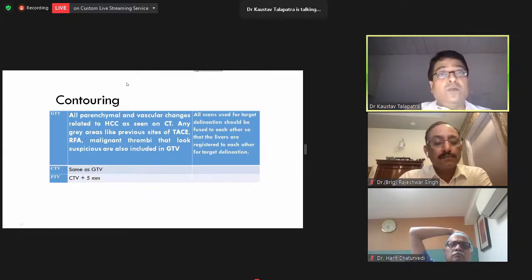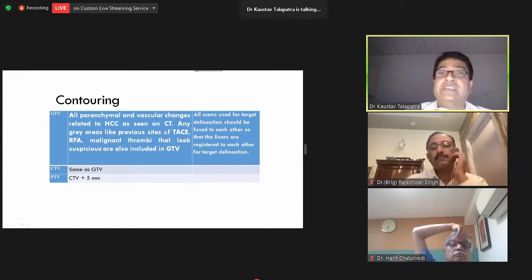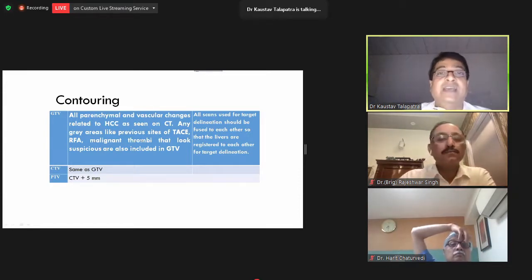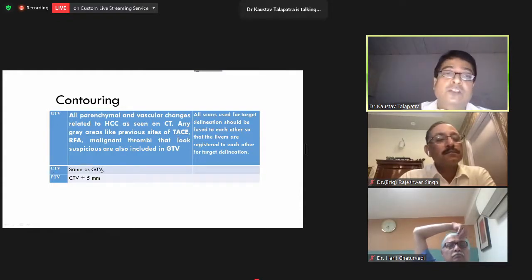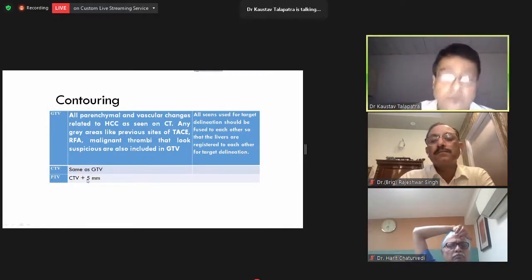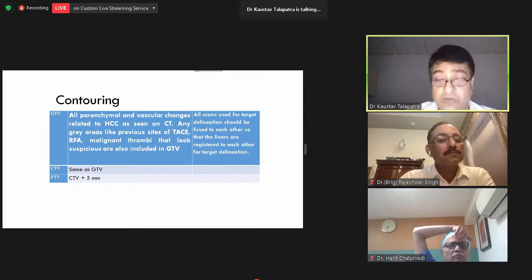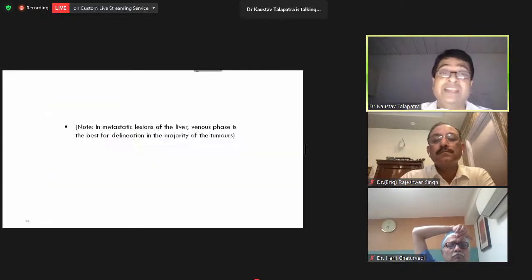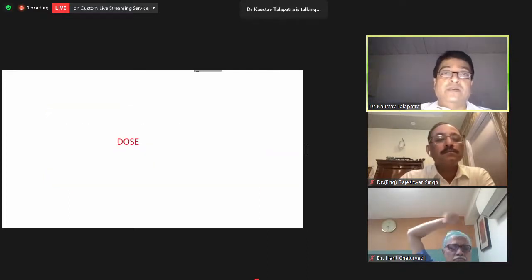Gross tumor volume, contour all parenchymal and vascular changes related to the HCC as seen on the CT scan. Any gray areas have also to be identified. Clinical target volume is same as the gross tumor volume, and planning target volume is based on the institutional protocol. On ITV, I still prefer giving almost 4 to 5 millimeter. If you are not drawing the internal target volume, it should be at least 7 to 8 millimeter.